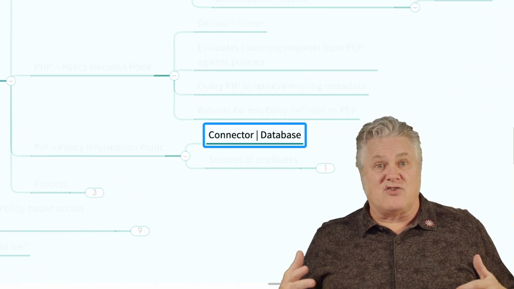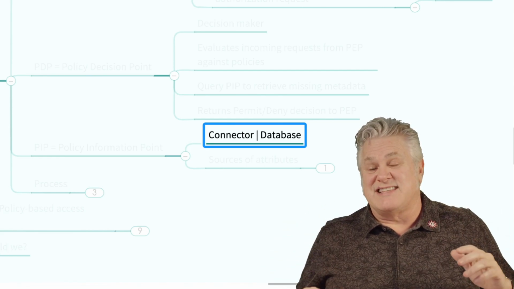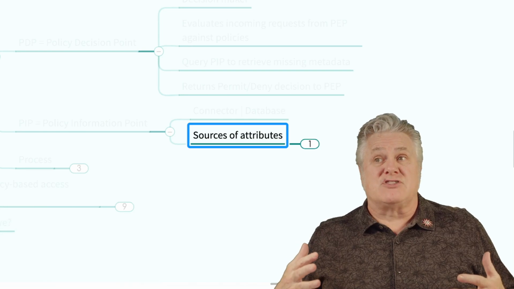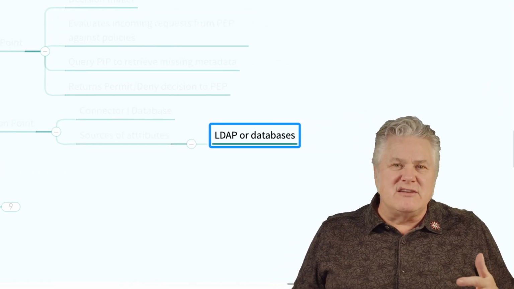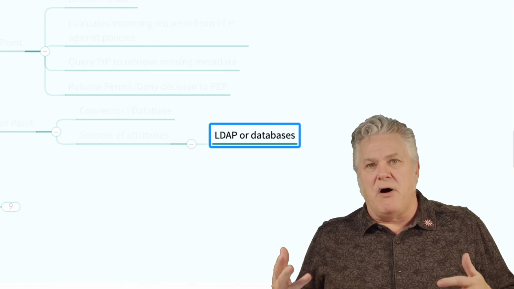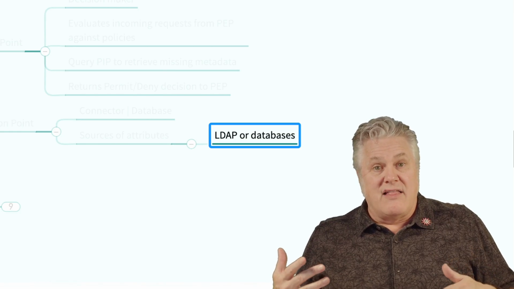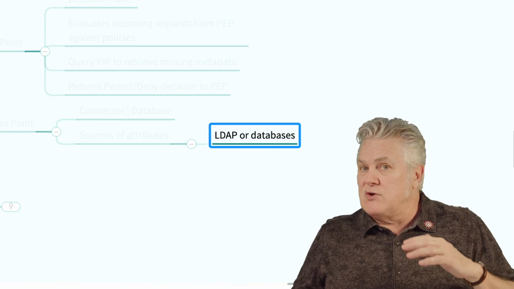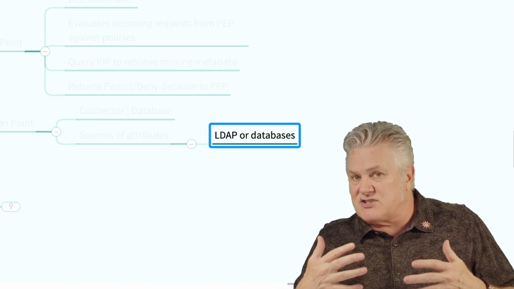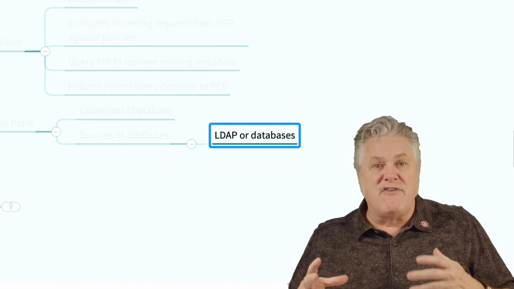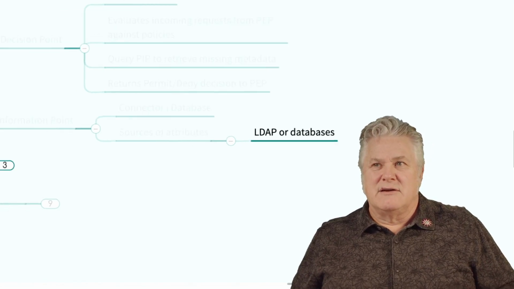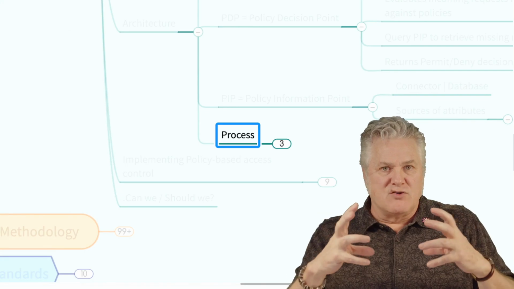Policy information point. That is the connector of all of this stuff in a lot of cases. That's the database that's out there. It's the source of all the attributes that are out there. This usually is either LDAP or some other database that's out there that can be very rich with attributes. But it also needs to be updated on a regular basis. It needs to be communicated with very elegantly, and it needs to be speedy and fast. So all of that together goes into this process.